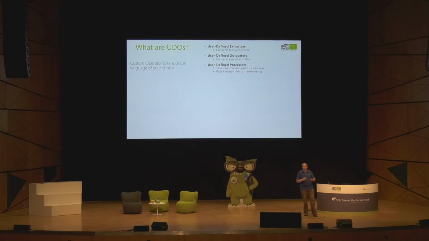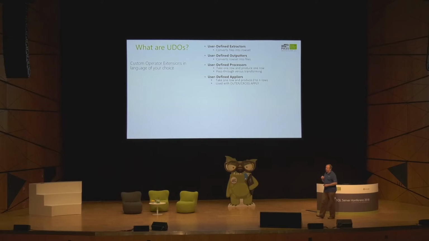Then we have processors. They take a row set, take one row out of the row set, and produce 0 or 1 row out of it. And then you have different models in terms of doing pass-through versus transforming the whole row. Pass-through means that it might only operate on a subset of the row and then just pass through the rest of the row.